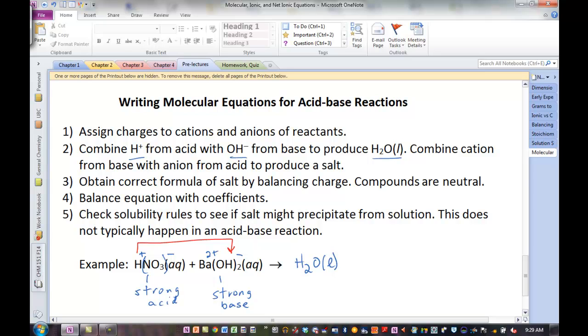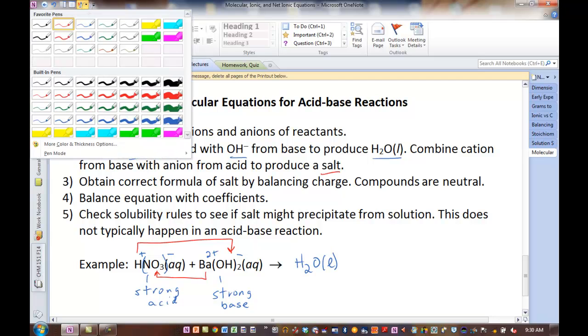All right? And then the other product is going to be taking the other cation, the cation from the base, with the anion from the acid, to produce a salt. So you've probably heard this before. Acid plus base produces salt and water. That's your typical acid-base neutralization reaction. And we'll talk about why it's called neutralization in just a minute. So our other product is the salt.